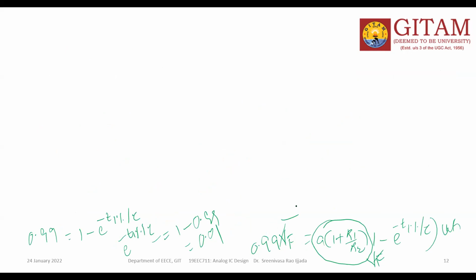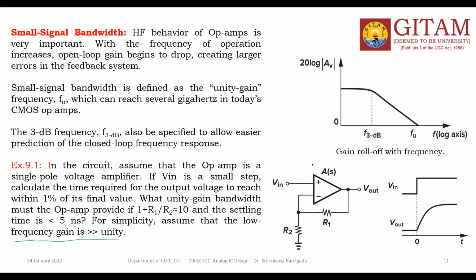See, this is the problem. What are you asking? The circuit is given, with a single pole voltage amplifier A(s). Then you need to find the closed loop transfer function. Then there is also the open loop, which is also a single pole transfer function.